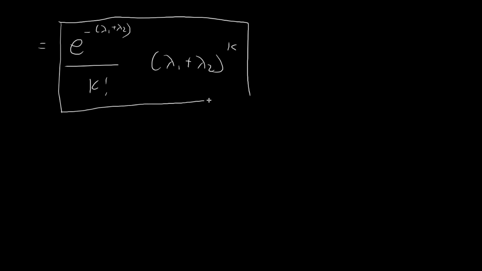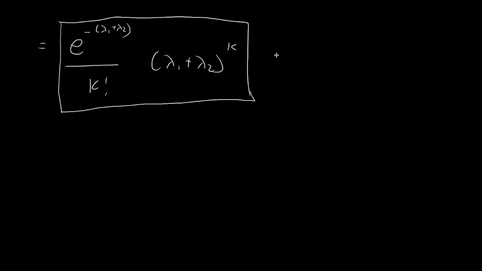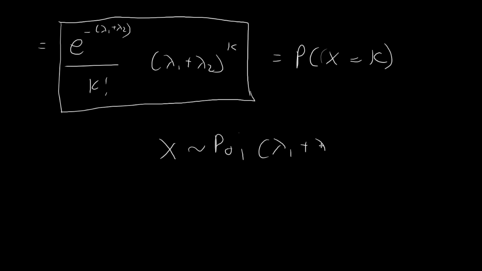Remember that this entire term is equal to the probability of the random variable X being equal to k. We see that the probability that X is equal to k follows the probability mass function of a Poisson random variable with parameter lambda1 plus lambda2. So now we can conclude that X is a Poisson random variable with parameter lambda1 plus lambda2.